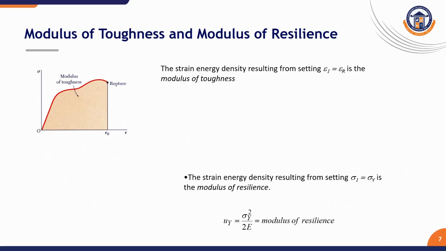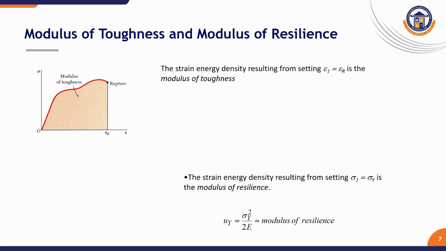Modulus of resilience and toughness. Two important material properties arise from the strain energy concepts. First, modulus of resilience. It is the strain energy density up to the yield point. It represents the material's ability to absorb energy elastically. Second, modulus of toughness. It is the total strain energy density up to fracture. It represents the material's capacity to absorb energy before failure. In simple words, resilience equals elastic behavior and toughness equals total energy absorption.